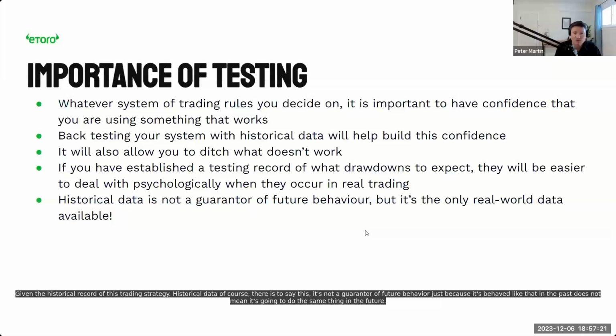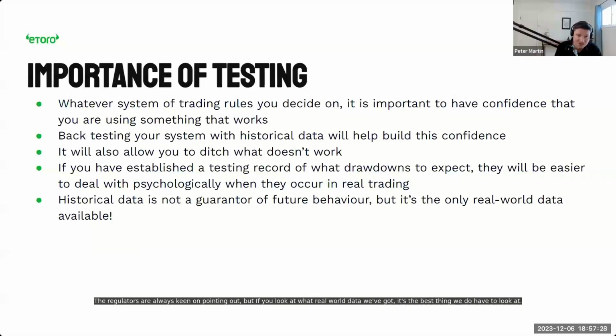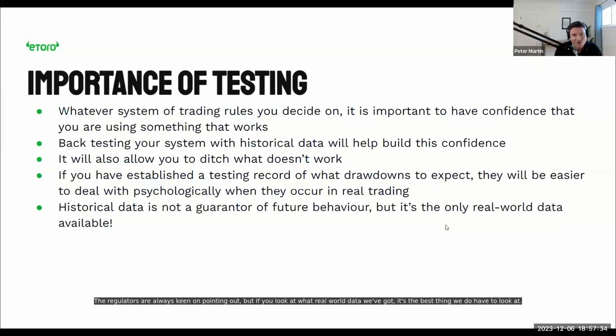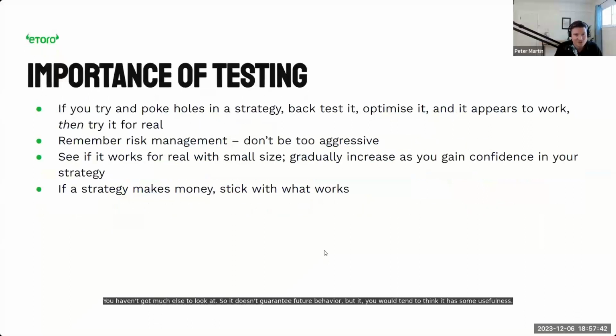Historical data, of course, I always say this, is not a guarantee of future behavior. Just because it's behaved like that in the past does not mean it's going to do the same thing in the future. The regulators are always keen on pointing that out. But if you look at what real world data we've got, it's the best thing we do have to look at. You haven't got much else to look at. So it doesn't guarantee future behavior, but you would tend to think it has some usefulness.